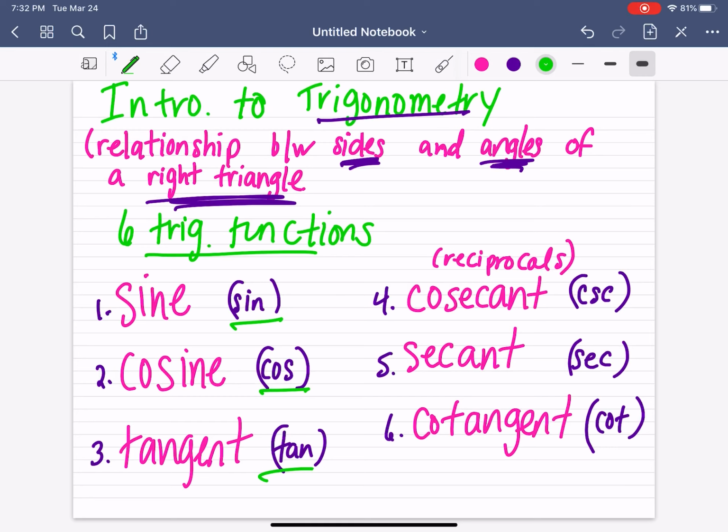These next 3 trig functions are what I call the reciprocals. You'll see why in a minute. The fourth one is cosecant, abbreviated CSC. The fifth one is secant, abbreviated SEC. And the final one is cotangent, abbreviated COT.